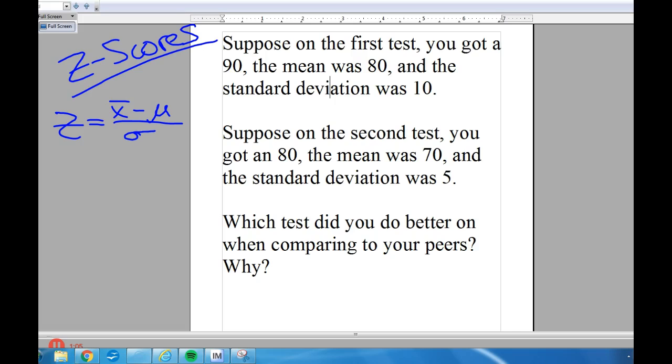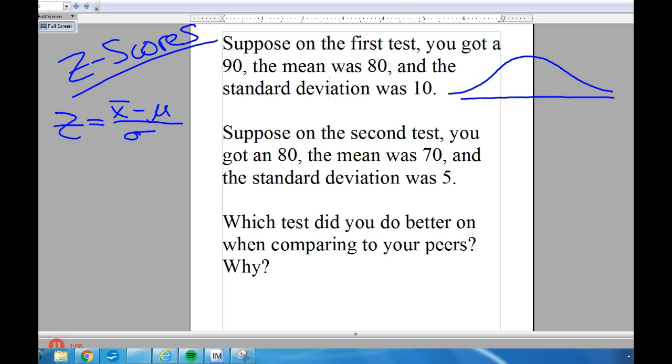Alright. So we can look at this a couple of different ways. We're going to start talking about z-scores. A z-score is how many standard deviations you are away from the mean, and in what direction. Positive means you're above the mean, negative means you're below the mean.